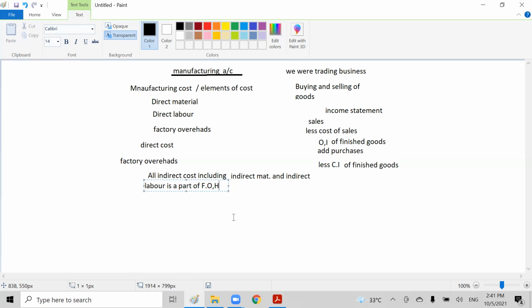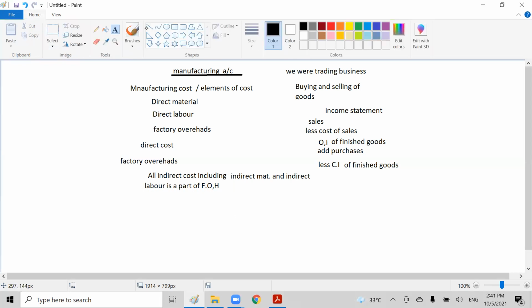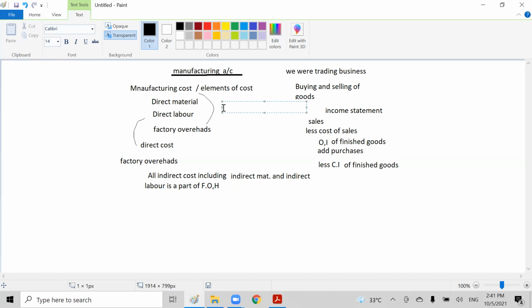So all those costs which are not direct are basically indirect cost. Direct material and direct labor become direct cost, and factory overhead is basically your indirect cost, but it includes both indirect material and indirect labor also. Because it is not traceable from the product. It is not directly attributable to the product. So that is basically your indirect cost.